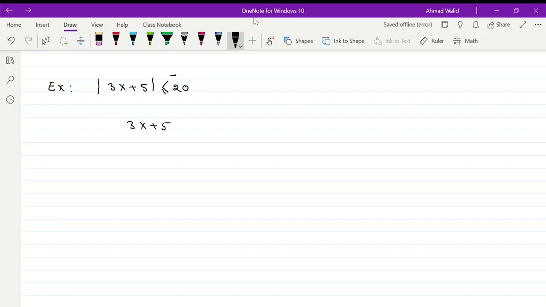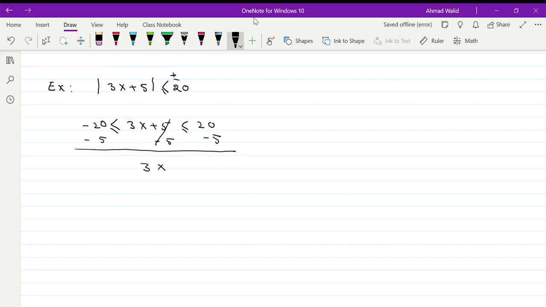Here you have a plus minus sign. Copy the symbol of absolute value on the two sides of this expression like this. Now here positive 20, here negative 20. Subtract 5 from all sides. Like this. These two cancel out.